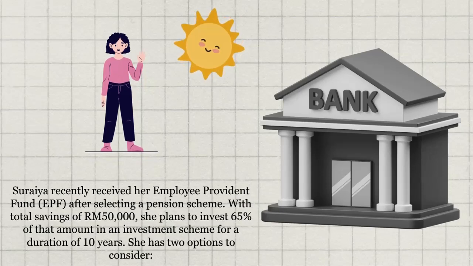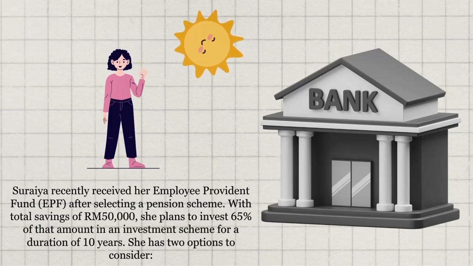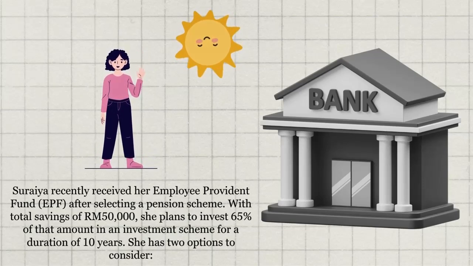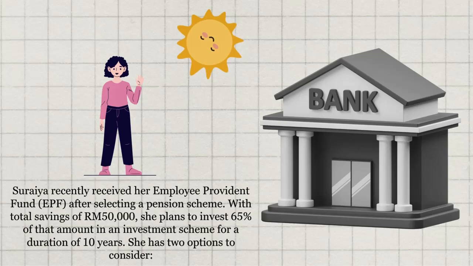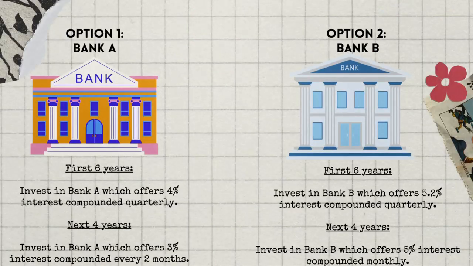Suraya recently received her Employee Provident Fund, EPF, after selecting a pension scheme. With total savings of 50,000 ringgit, she plans to invest 65% of that amount in an investment scheme for a duration of 10 years. She has two options to consider. Option 1, Bank A. For the first 6 years, Bank A offers 4% interest compounded quarterly. For the next 4 years, Bank A offers 3% interest compounded every 2 months.